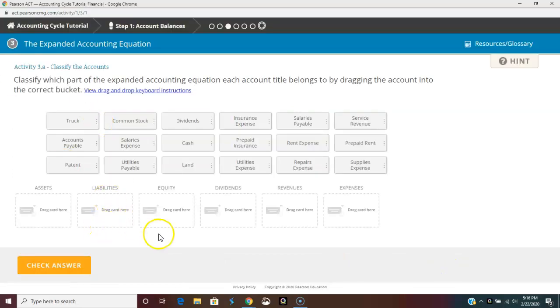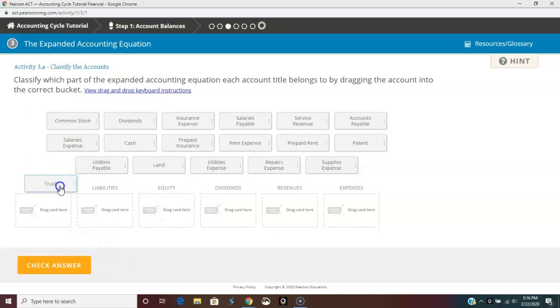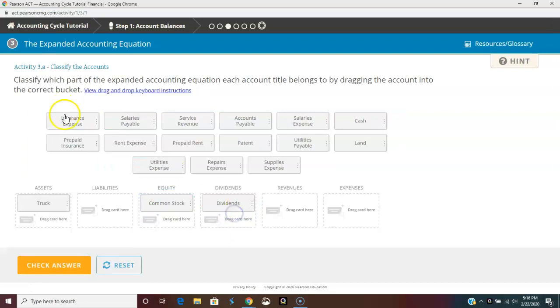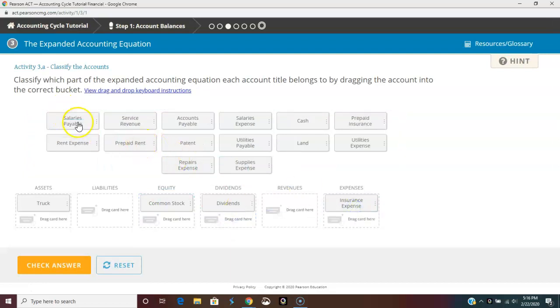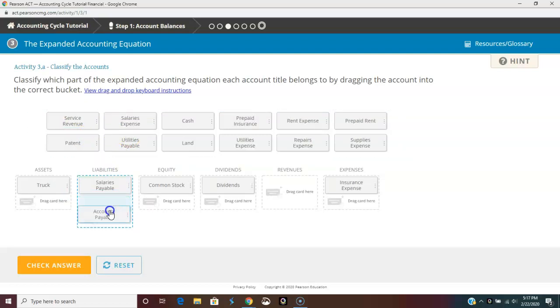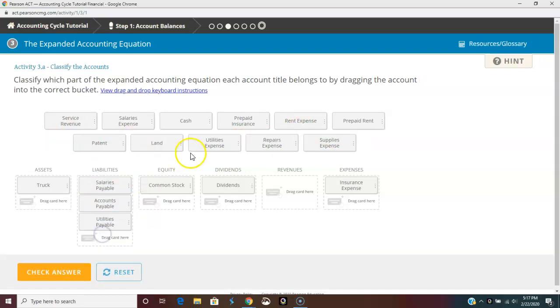Okay. Sorry about that. Classify which part of the expanded accounting equation each account title belongs to by dragging the account into the correct bucket. This stuff you should already know, so that's why I'm kind of going quickly through it. So assets. You've got a truck. That's an asset. Common stock should be part of equity. Dividends go under dividends. Insurance expense, it says it's an expense. Salaries payable, anything payable is a liability. So accounts payable are a liability. Utilities payable, liabilities.